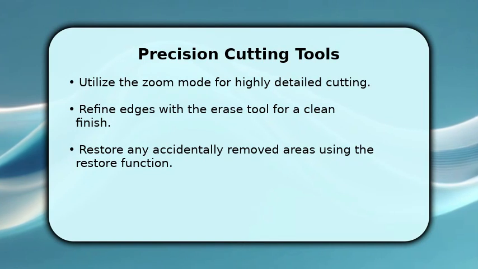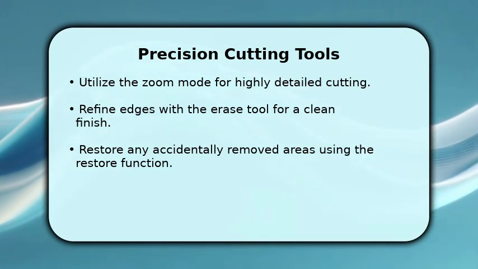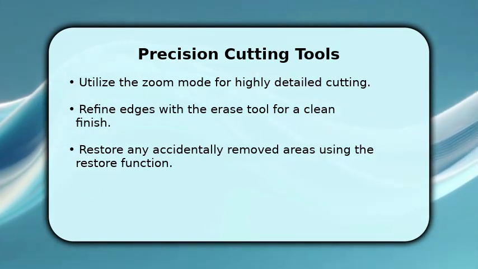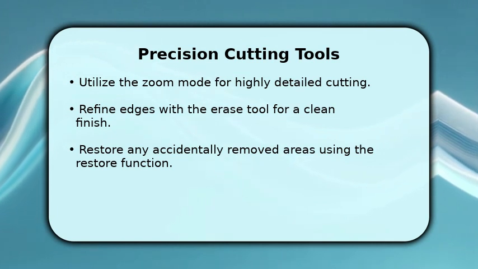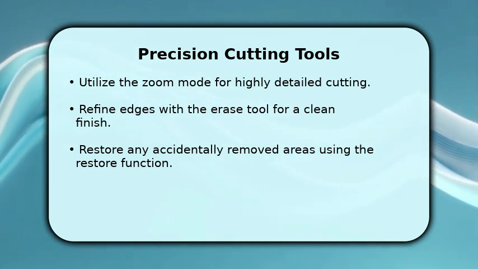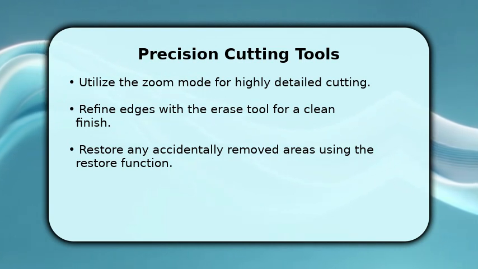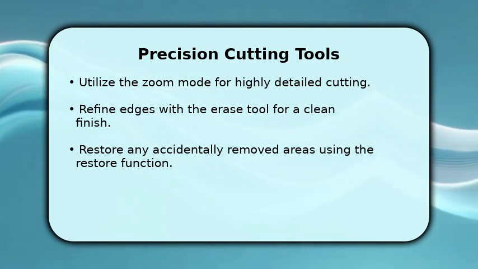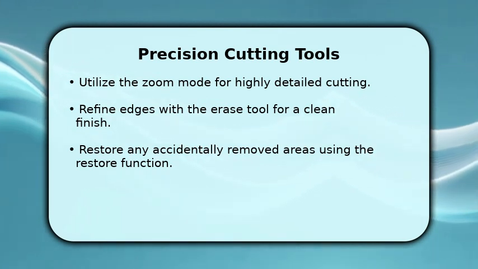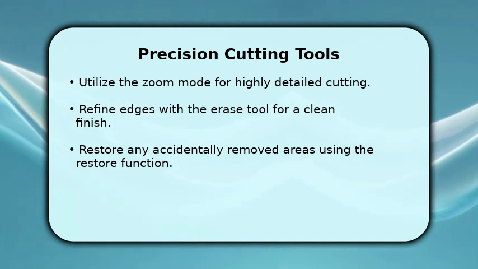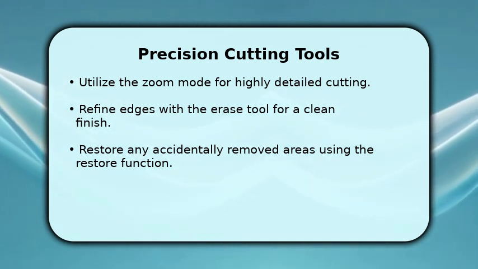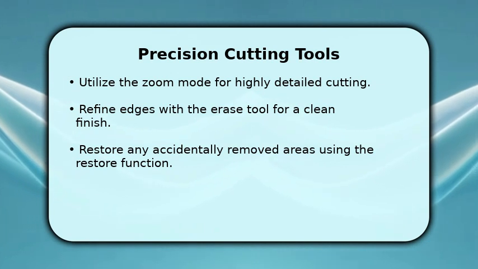Achieving a perfect cutout is simple with Cupace's precision tools. You can zoom in closely on your image for intricate details, ensuring every edge is just right. If you make a mistake, the Erase tool helps you clean up any unwanted parts, and the Restore function brings back anything you accidentally removed. Once your cutout is flawless, save it to your face gallery, ready for countless creative projects.